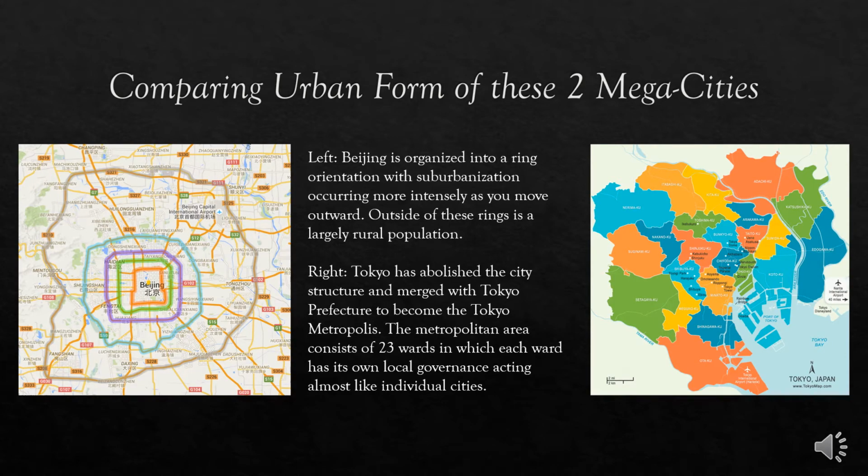We have two maps, one of Beijing and one of Tokyo. On the left, Beijing is organized into a ring orientation, suburbanization occurring more intensely as you move outward. Outside of these rings is a largely rural population. On the right, Tokyo has abolished the city structure and merged with Tokyo Prefecture to become the Tokyo metropolis. This metropolitan area consists of 23 wards in which each ward has its own local governance acting almost like individual cities.